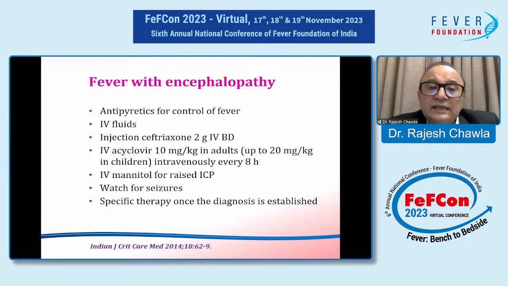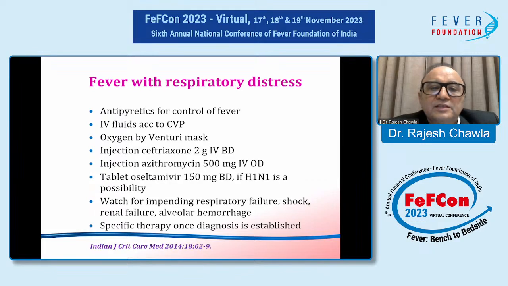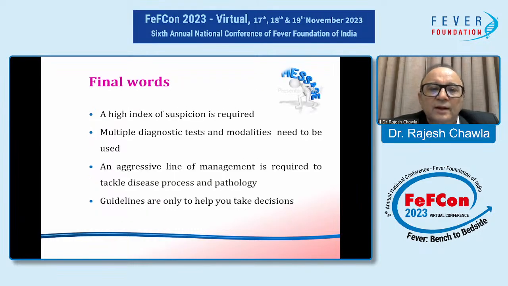With encephalopathy, probably you would like to cover, since till you are diagnosed there is a possibility of viral etiology, with acyclovir in these patients, along with ceftriaxone and steroids, and mannitol if there is a suspicion of raised ICP. With respiratory distress, again, ceftriaxone and azithromycin. And if you have a suspicion of H1N1, then you add oseltamivir. And watch for impending respiratory failure, shock, renal failure, alveolar hemorrhage, etc.